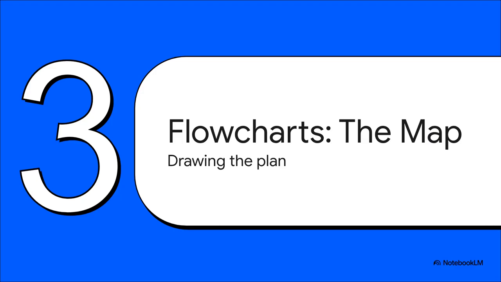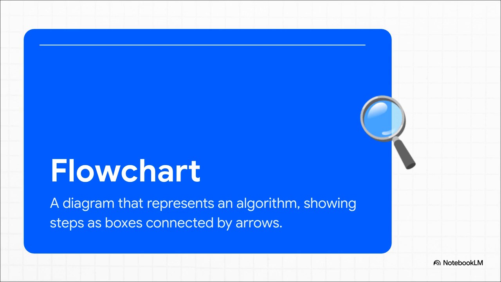Okay, so we've got our recipe written down in words. But what if you could actually see the logic? What if you could see the flow? Well, that takes us from the recipe to our next tool, the map. We're talking about flowcharts. A flowchart is exactly what it sounds like. It's a diagram, a visual representation of your algorithm.